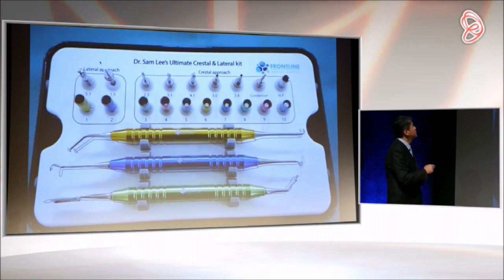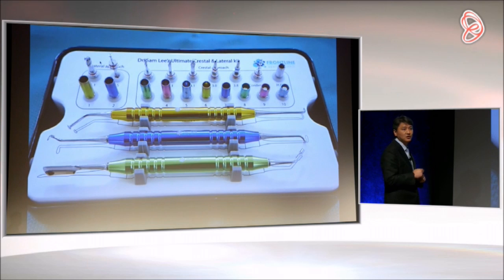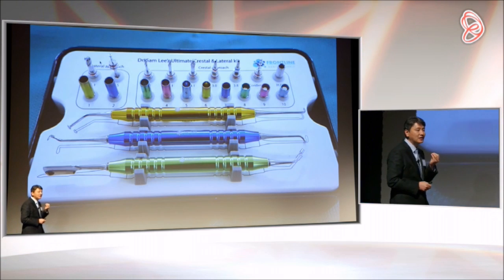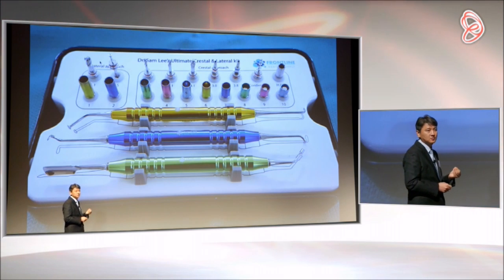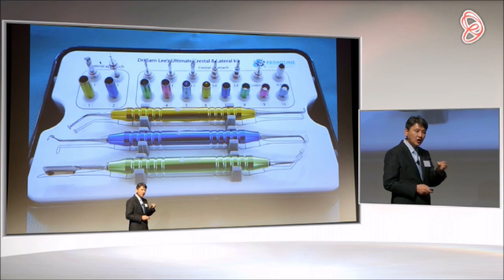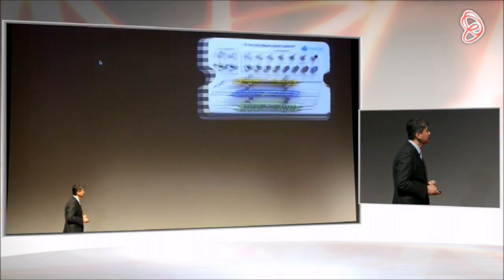So once again, you just need these 2 burrs for lateral window. For Cresto window technique, you need more burrs because it depends on the diameter of your fixture. So you will select a burr 1 millimeter smaller than your planned fixture diameter.